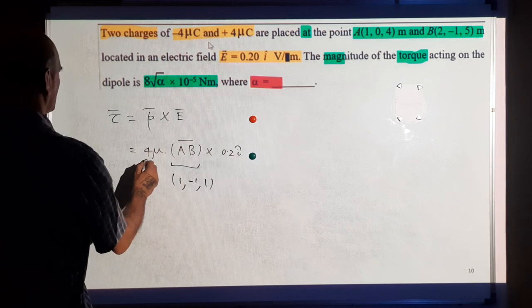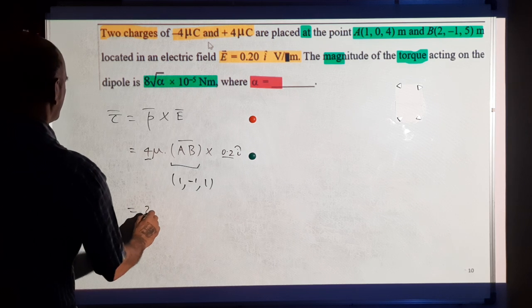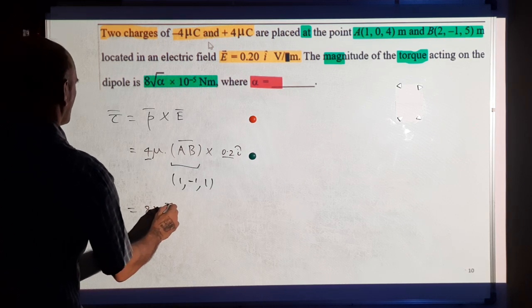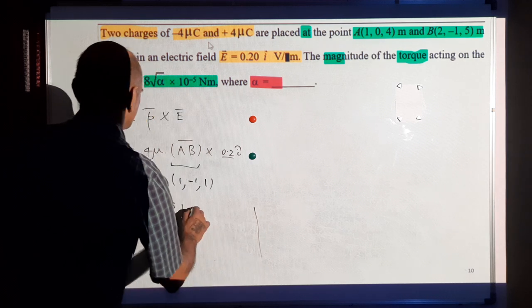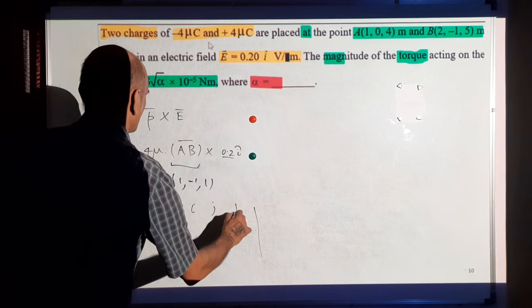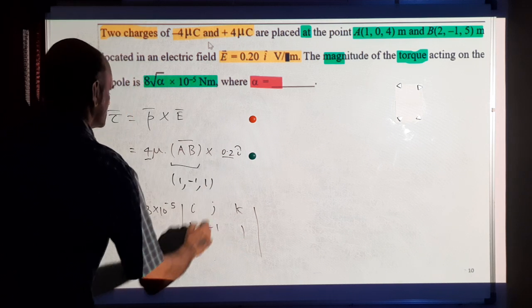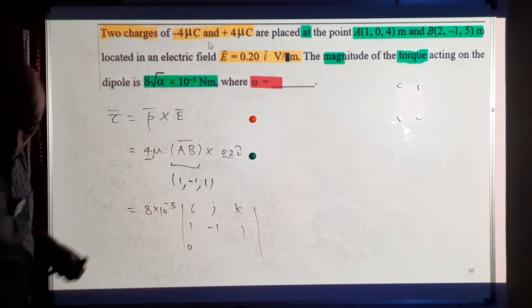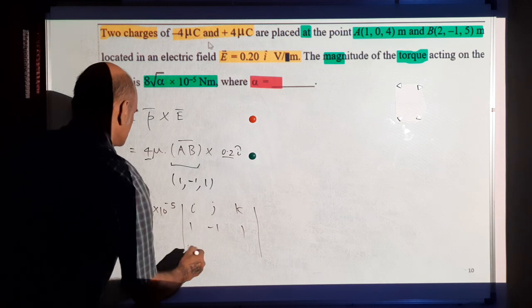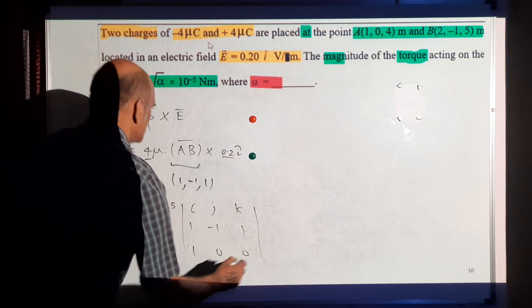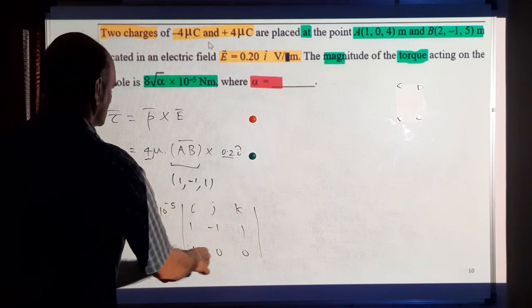So this number I can combine, 4 into 0.2 is 0.8 micro. So that's 8 into 10 raised to minus 5. And the cross product of two vectors I can get in terms of a determinant with I cap, J cap, K cap. First vector 1, minus 1, 1. Second vector, 0.2 I've already taken care of here. So just 1, 0, 0. So I can expand this determinant along this row.